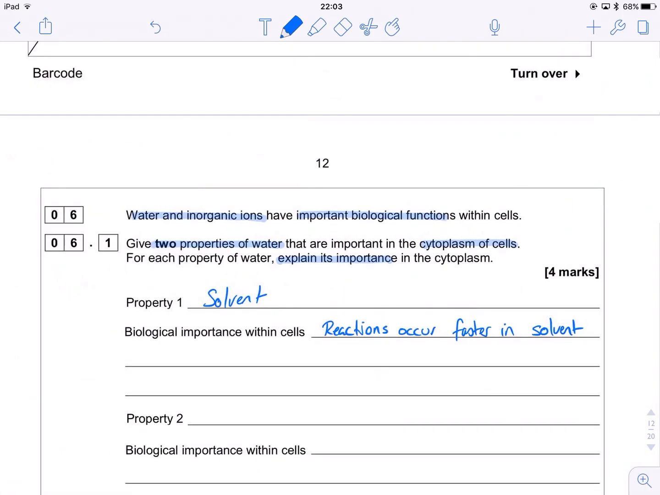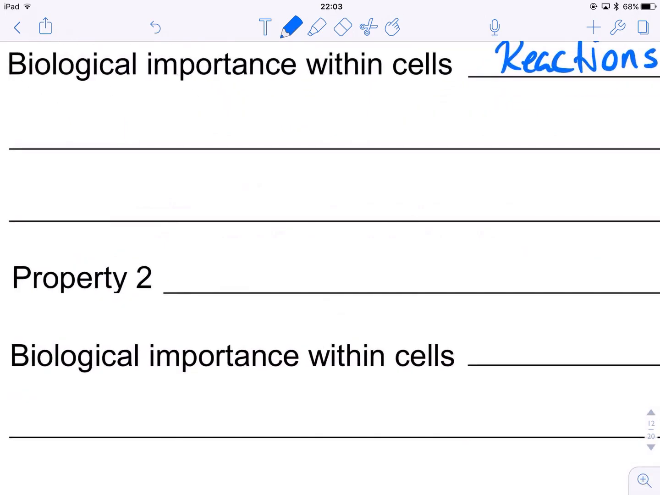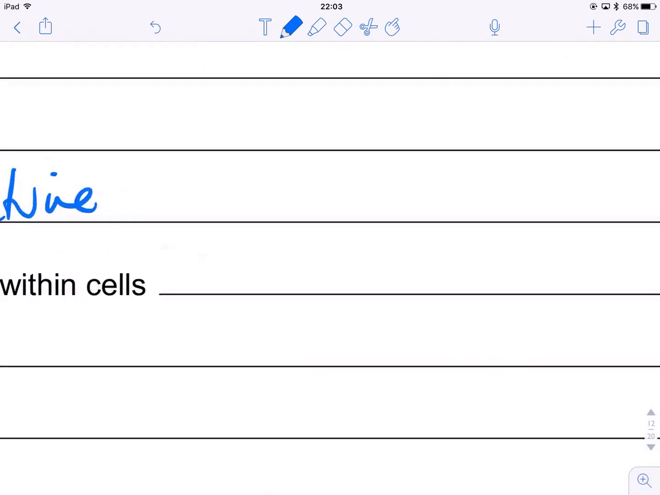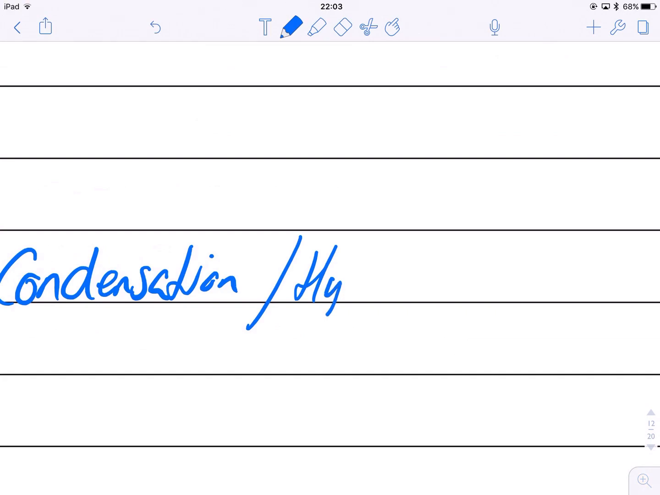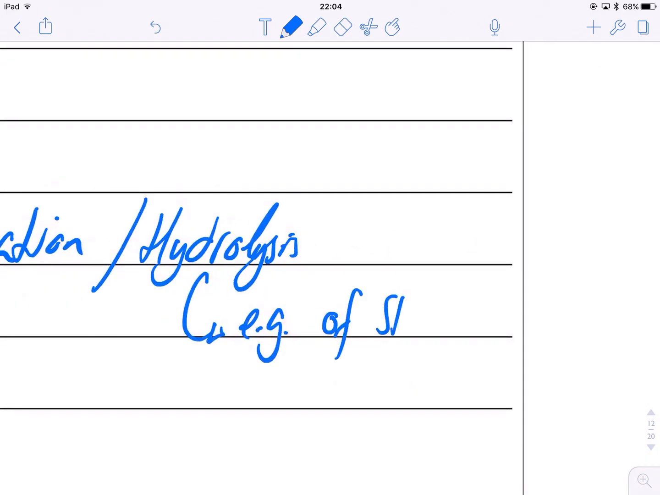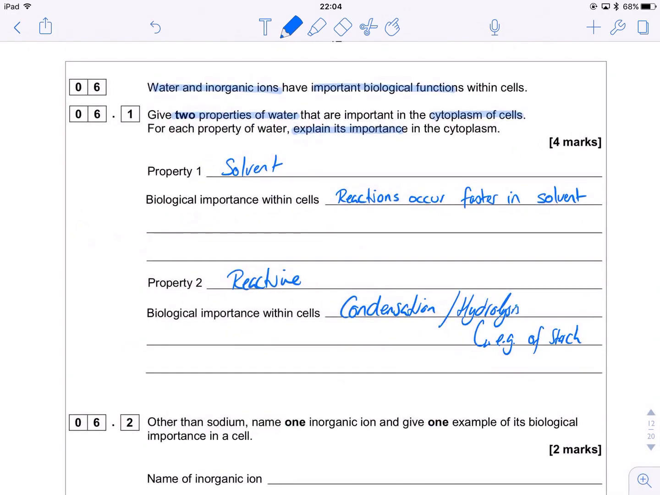And then property number two is that it's an important metabolite in many reactions. So it takes part in many reactions. So we can say that it's actually quite reactive. And in particular, it's involved in condensation reactions, hydrolysis reactions, all of those kind of things. And if we can give a named example, then even better. So let's go for hydrolysis, e.g. of starch, which is pretty neat. So there we go. 2 points. Bit of a strange question, but yeah, pretty much straight out of the textbook.